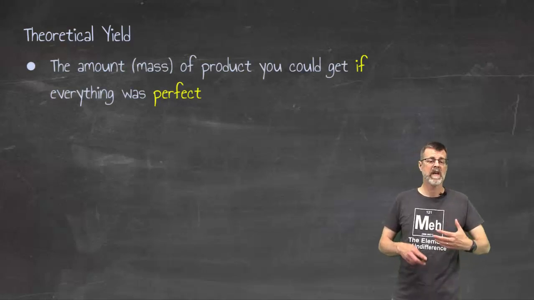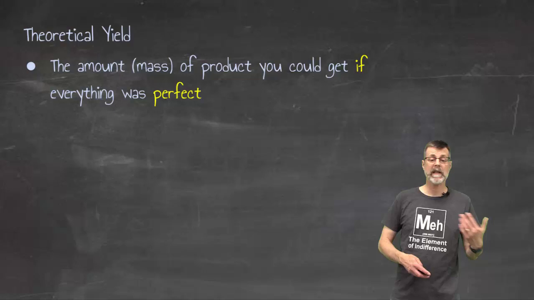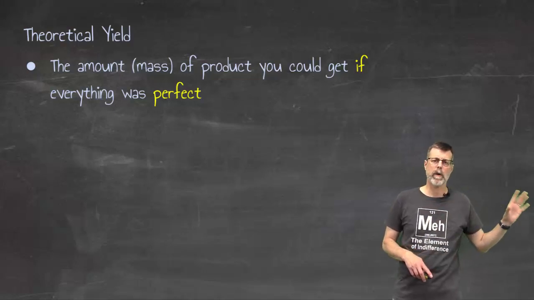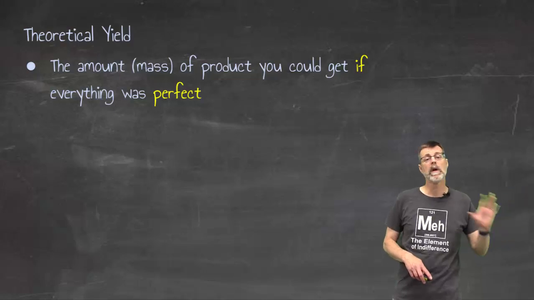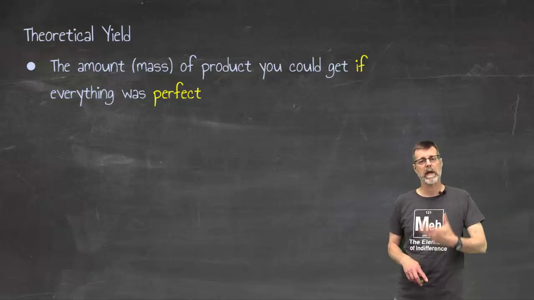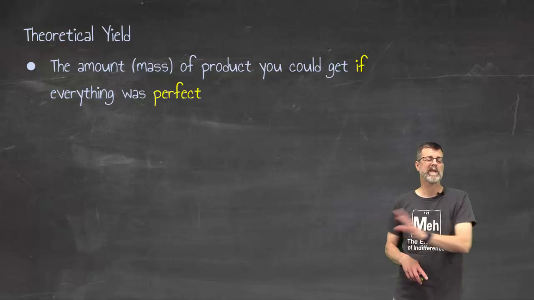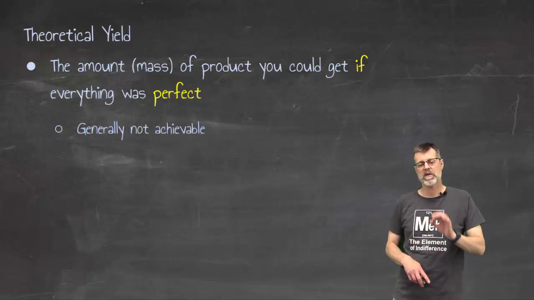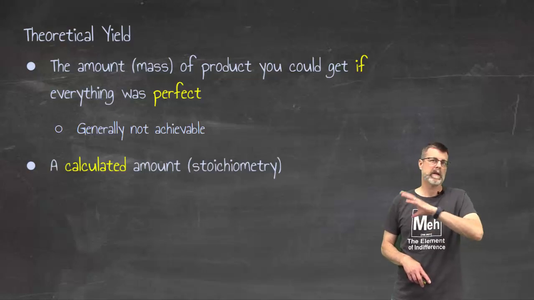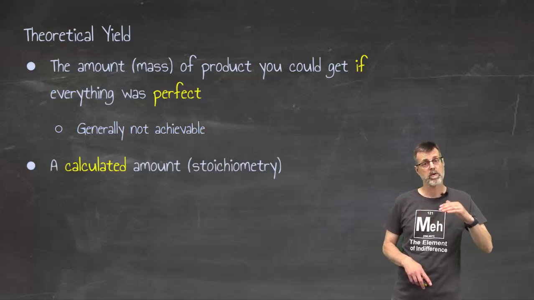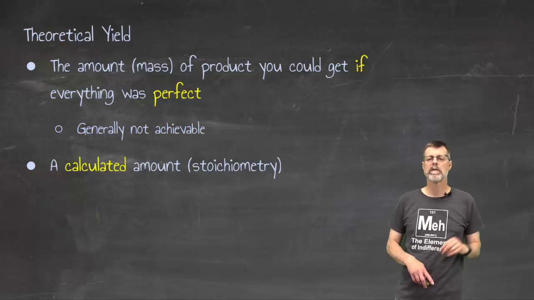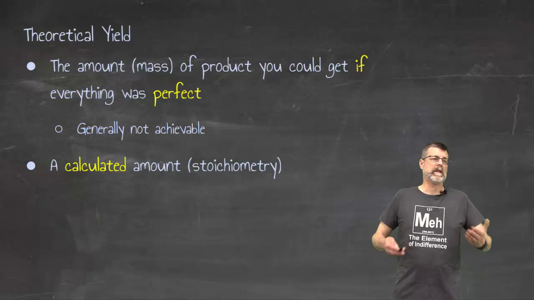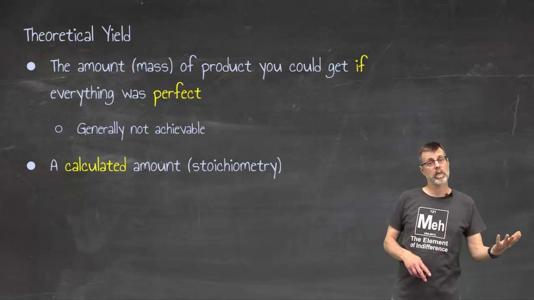Theoretical yield is the amount that you could get if everything went perfectly. Doesn't really matter how good a work you do, it's never going to go perfectly. You're never going to get 100% yield. Test maybe, chemical reaction not so much. So as I said, it's generally not achievable. Chemical engineers will spend years and years and years trying to just sneak a little bit more out of a chemical reaction at the industrial level, because every little bit is savings. Every little bit more is profit.